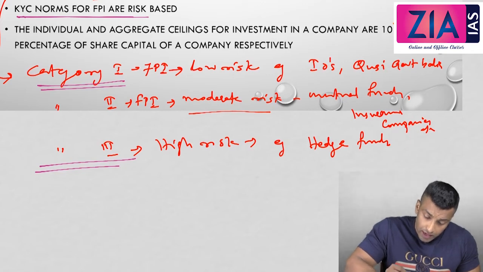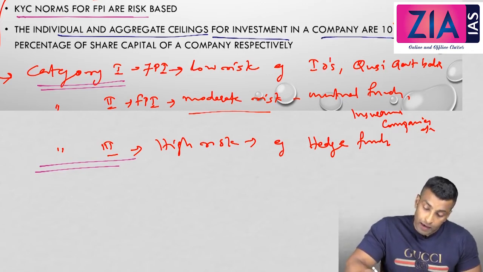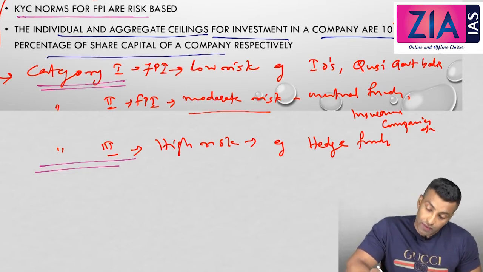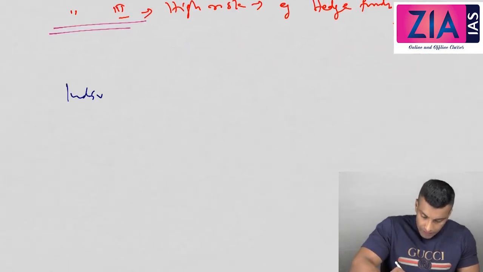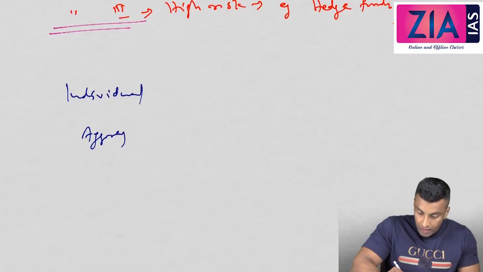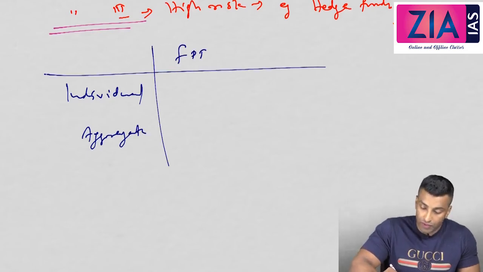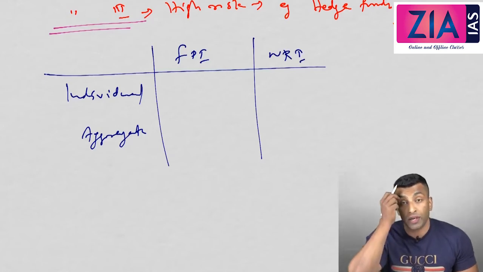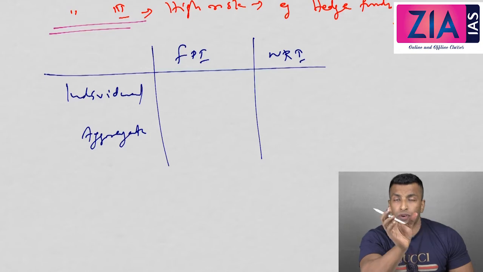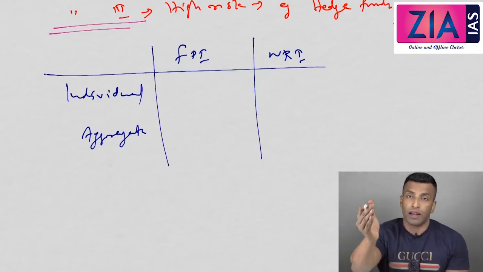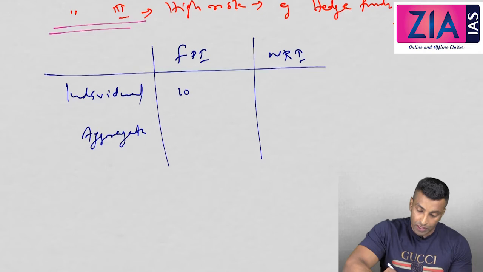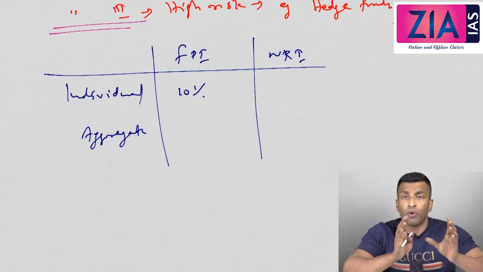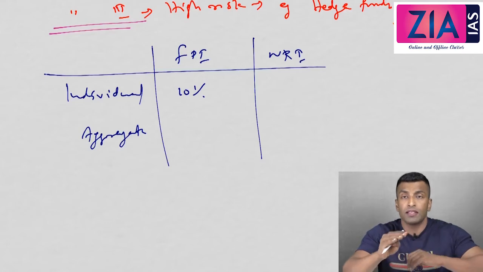Next point: there is an individual and aggregate ceiling for investment in a company, which are 10 and 24% of the share capital of the company respectively. Individual ceiling is kept at 10%, and the aggregate, the total ceiling, is fixed at 24%. Here we are discussing FPI; in case of NRI we will discuss separately. FPI means FII and QFI merged together, and NRI is separate. Now the individual ceiling is 10%. That means the maximum share that can be bought by an FPI of a particular company is 10%. Suppose TCS issued 1 crore shares.